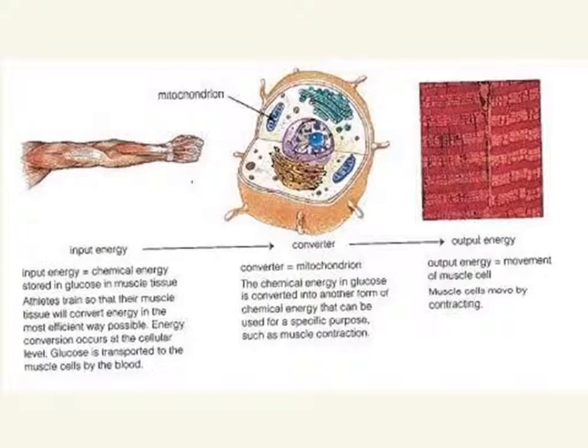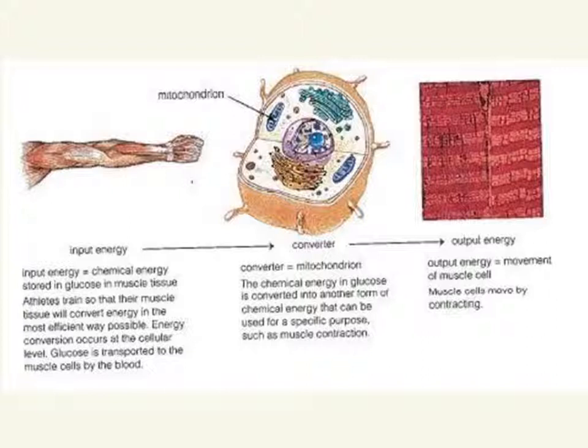Now, what you can see here in this example is to deal with the human body. So the input energy here is the chemical energy stored in the glucose in our muscle tissue. So when we eat food, we take the glucose, the sugars from that food, and we store it in our body, and we need it for later times that we're going to move, that we're going to be physically active. And it creates a type of energy called ATP, called adenosine triphosphate.